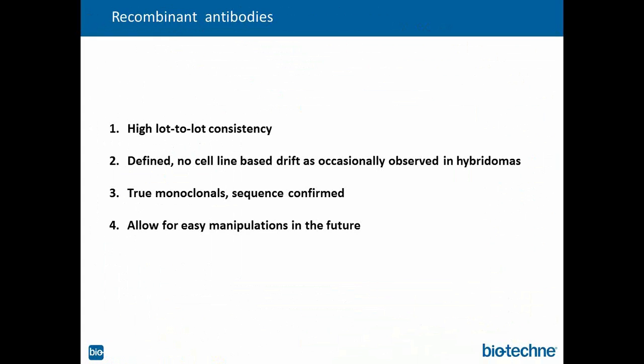The other way of making a very reproducible product is obviously recombinant antibodies. A lot of people have highlighted that this is one of the ways to have high lot-to-lot consistency because you're working with a very well-defined process. You're not working with specific cell lines, you're not working with hybridomas, which on occasion can lead to drift. Every antibody company will tell you the same thing. Occasionally you will see that. All those recombinant antibodies obviously have been sequenced, so these are true monoclonals. They're all sequence confirmed before they are released. And the other beauty of this is that they allow for other manipulations in the future.